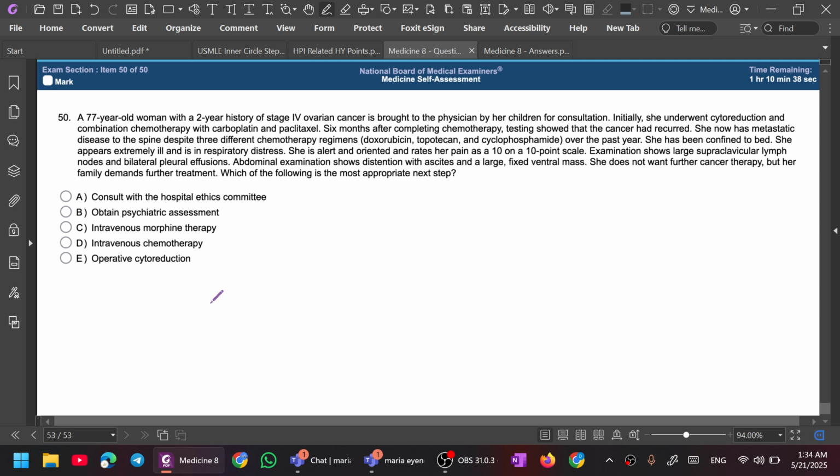She appears extremely ill and is in respiratory distress. She is alert, oriented, and rates her pain 10 on a 10 pain scale. Examination shows a large supraclavicular lymph node and bilateral pleural effusion. Abdominal examination shows distension with ascites and a large fixed ventral mass. She does not want further cancer therapy, but her family demands further treatment. Which of the following is the most appropriate next step?